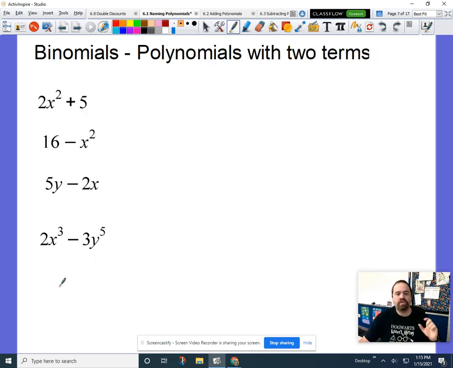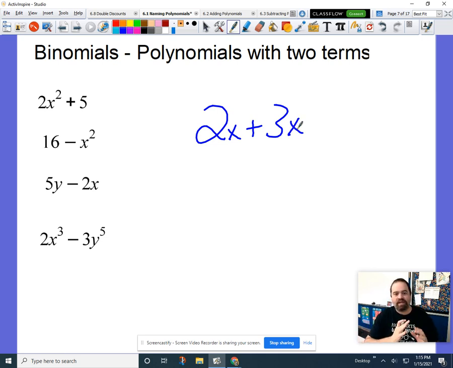Binomials, two terms, will be separated by some sort of addition or subtraction. What you need to look out for, and I'm not going to do this, is if you were to have something like 2x plus 3x, that's not a binomial because those can be combined into 5x. What you're looking for are different terms with either a different variable, different exponent, maybe a constant. So if I were to throw in, say, 2x squared on that, now it's two different terms. I can't combine them. Okay, binomials, two terms.